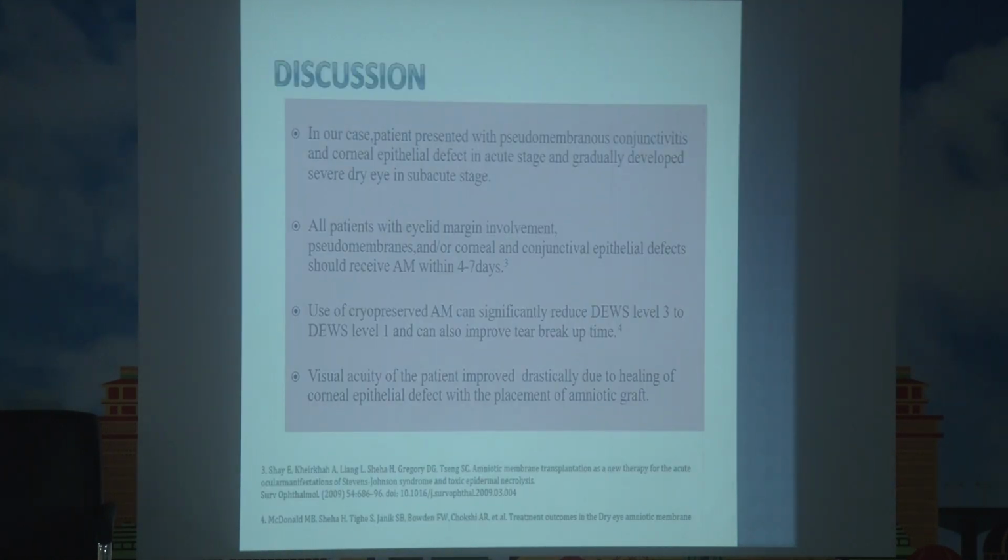Discussion: in our case, the patient presented with pseudomembranous conjunctivitis and corneal epithelial defect in the acute stage and gradually developed severe dry eye in the subacute stage. All patients with eyelid margin involvement, pseudomembrane and/or corneal and conjunctival epithelial defect should receive amniotic membrane within 4 to 7 days. Use of cryopreserved amniotic membrane can significantly reduce DEWS level 3 to DEWS level 1 and can also improve the tear breakup time. As seen in our case, the visual acuity of the patient improved drastically.